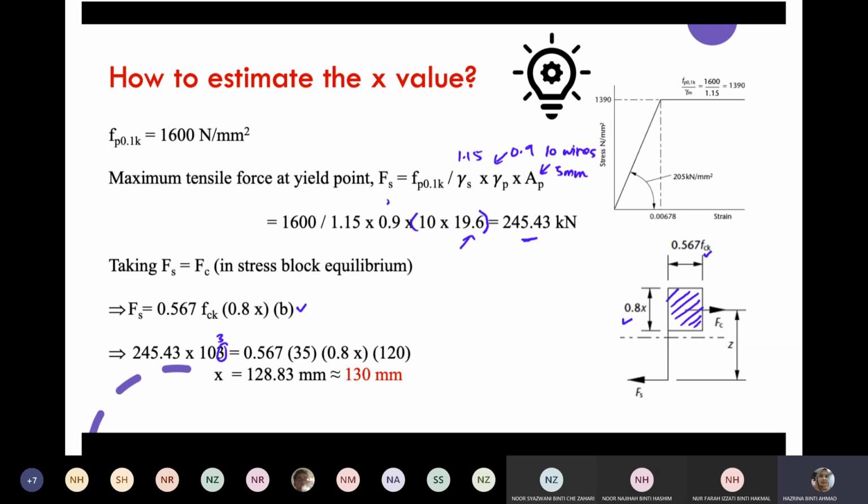Then just substitute the values that we have already calculated just now, which is the maximum tensile force at yield point Fs, 245.43 kilonewton. Then equate this with the equation of Fc. Therefore we can solve for x, and we have 128.83. We can round up the value to become 130 mm. That is how we can estimate the value that we are going to use.